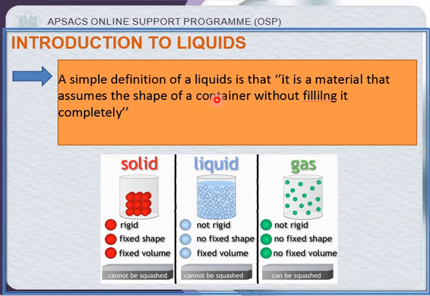Solids have a fixed shape, liquids have no fixed shape, and gases also have no fixed shape. Solids have a fixed volume, liquids also have a fixed volume, but gases have no fixed volume. Solids cannot be squashed, liquids cannot be squashed, but gases can be squashed. This is the introduction and comparison of liquid, solid, and gas. And a liquid is a material that assumes the shape of a container without filling it completely.